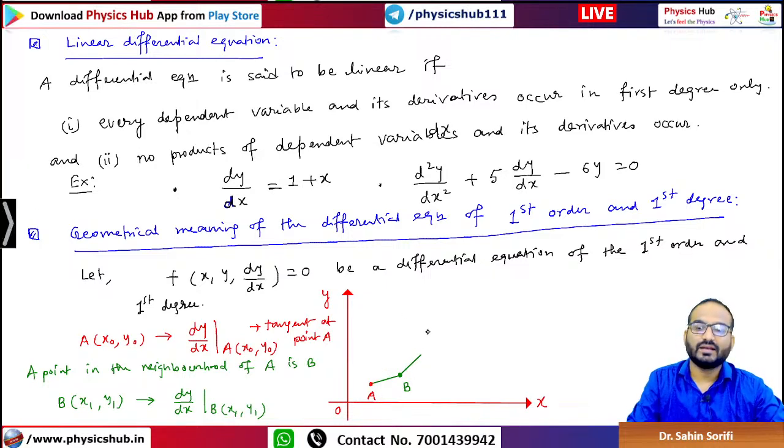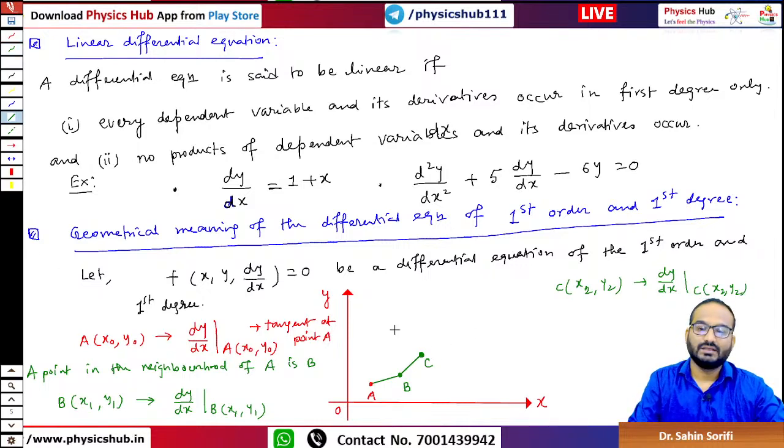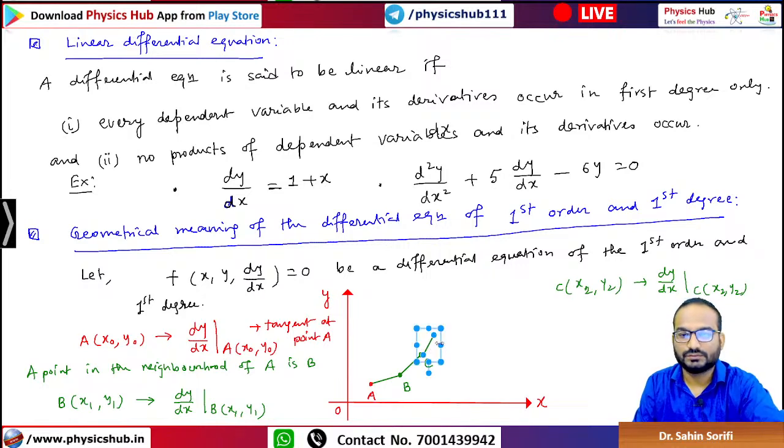and in a similar manner we can take another point in the neighborhood of B. Let's say that point is C. So once you know the coordinate of C, let's say C is x2, y2, then again we can find out the dy/dx value at C, that will give you the tangent at this point C. So we can again draw a tangent in this way. Can you draw it or not?